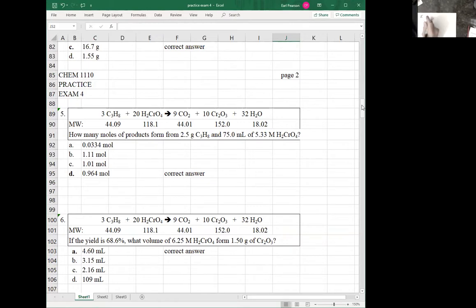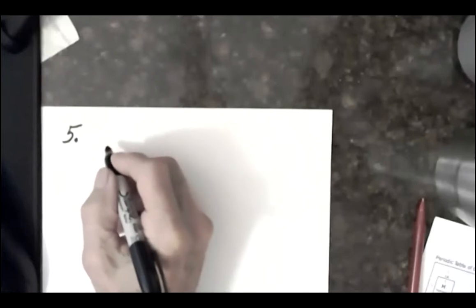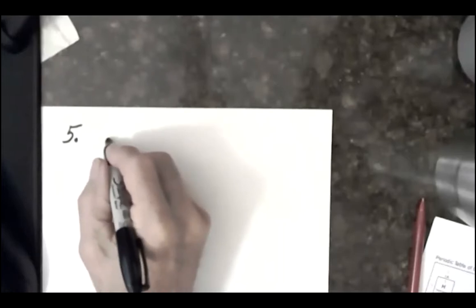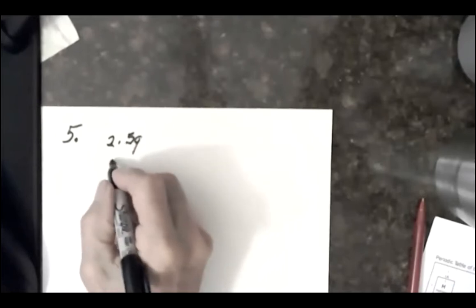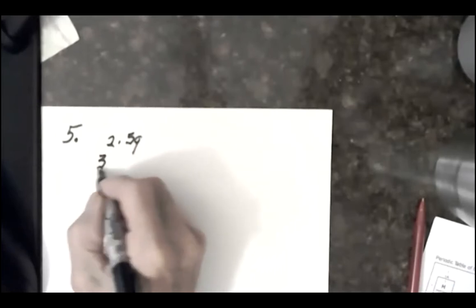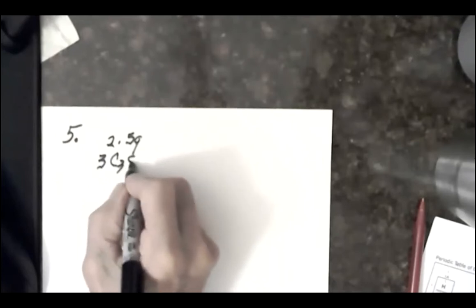So what I'm going to do is, it would really help if you guys would bring a copy of the practice exam so you can follow along. It would save us a lot of time having to jump back and forth like this. But okay, we've got 2.5 grams of propane. The propane was 3C3H8.